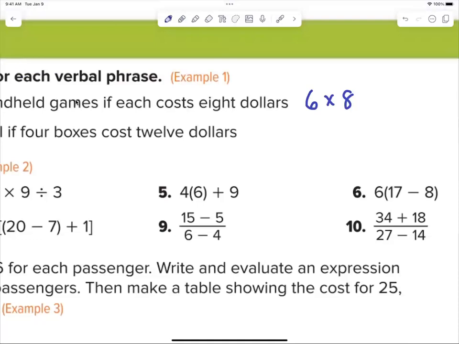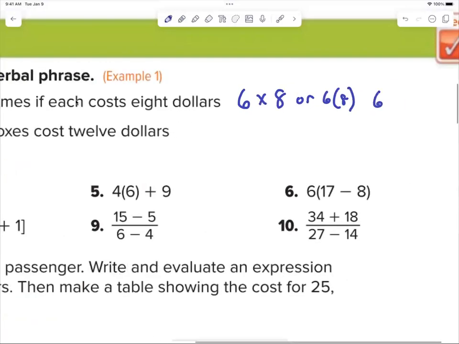Or you can do, I like what you just said, 6 with parentheses around the 8, or you could do 6 dot 8. Those are the equivalent expressions, either way.